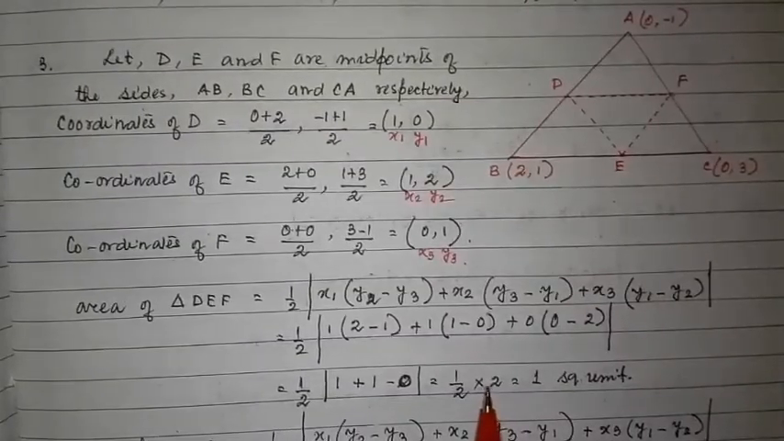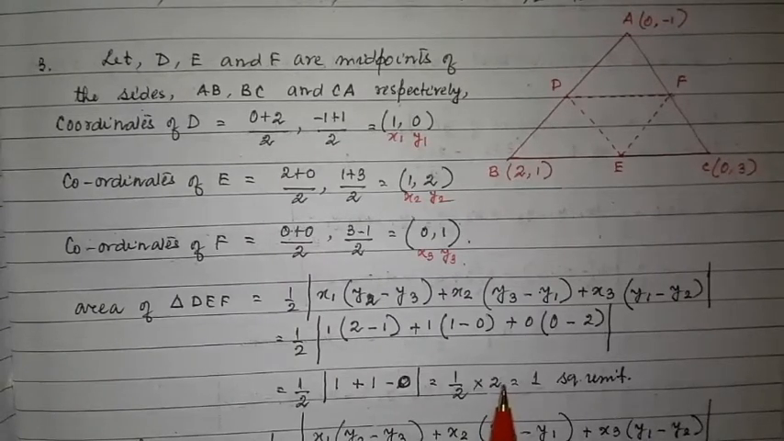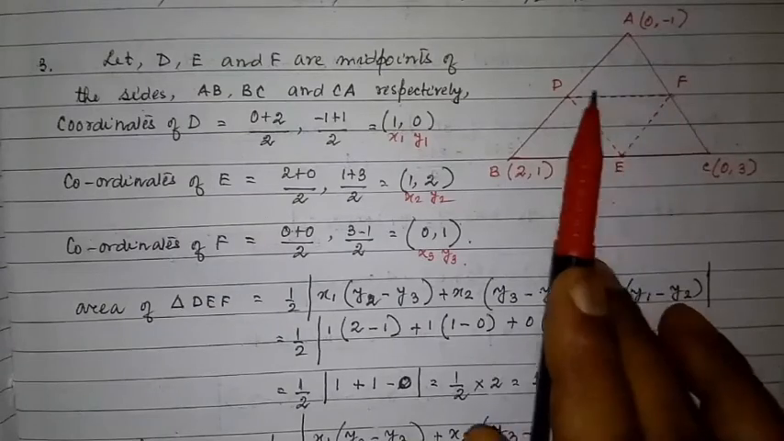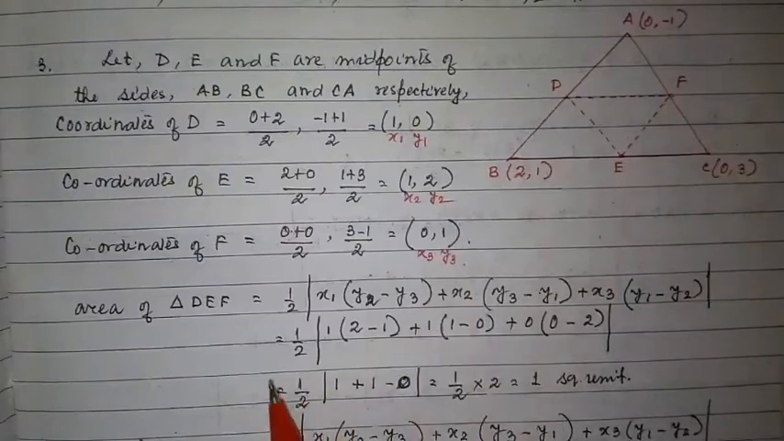Now solution of question number 3. Find the area of the triangle formed by joining the midpoints of the sides of the triangle whose vertices are (0, -1), (2, 1) and (0, 3). Find the ratio of this area to the area of the given triangle. Okay, how to solve? Let D, E and F be the midpoints of the sides AB, BC and CA respectively.